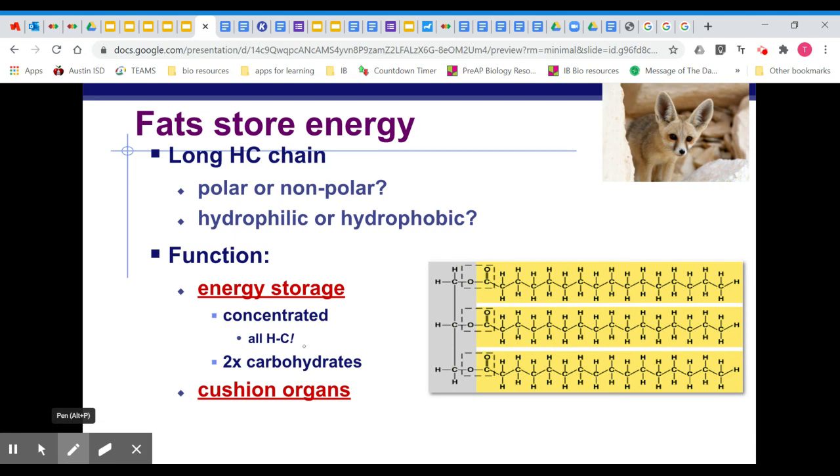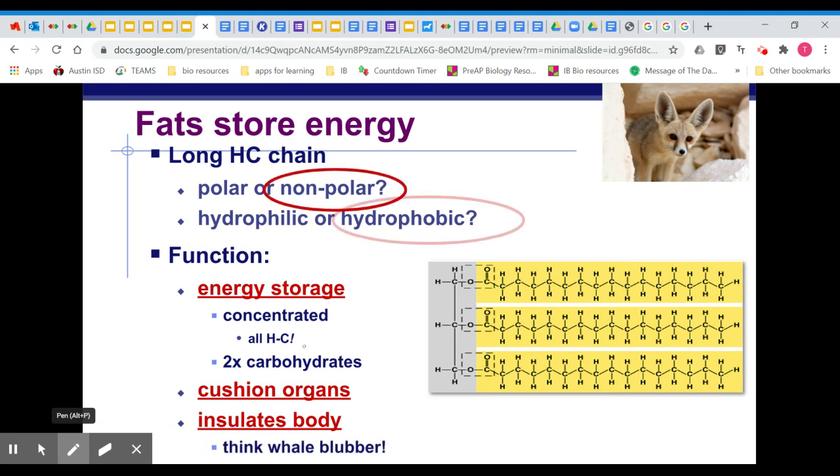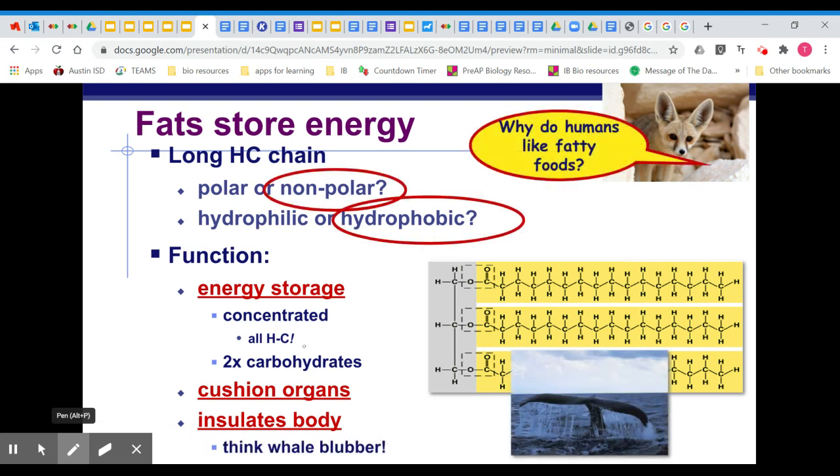They're also really useful for cushioning organs or insulating bodies. So if you think about whale blubber, that's going to be really important for insulation and cushioning. We like fatty foods because they give us lots of energy. And so we're conditioned to like sweet and fatty foods because it gives our body something that it needs. And so your body rewards you when you eat those things with kind of happy chemicals in your brain.